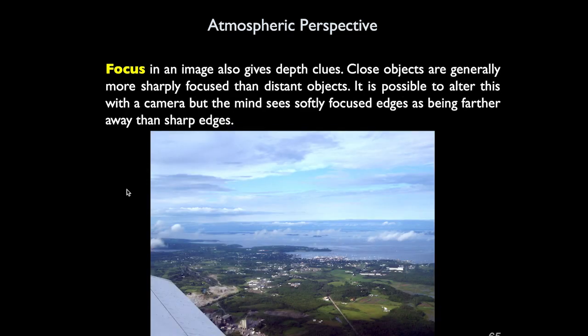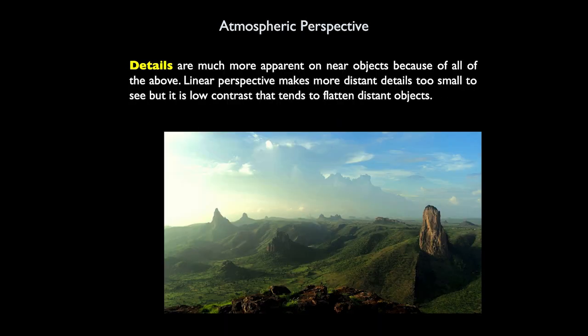So the focus in an image also gives depth clues. Close objects are generally more sharply focused than distant objects, and it is possible to alter this with a camera, but the mind sees softly focused edges as being farther away than sharp edges. Details are much more apparent on near objects because of all of what I mentioned previously. Linear perspective makes more distant details too small to see, and low contrast tends to flatten distant objects. So pay attention to how these concepts play out when you're looking at a landscape.